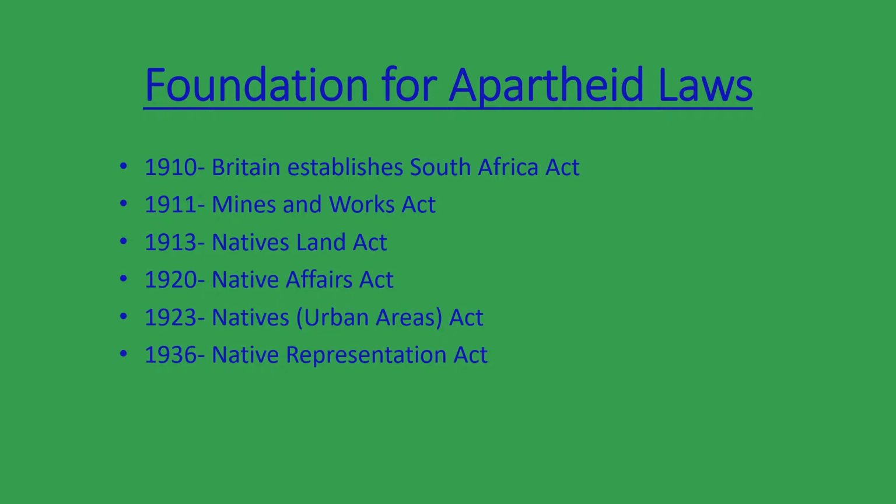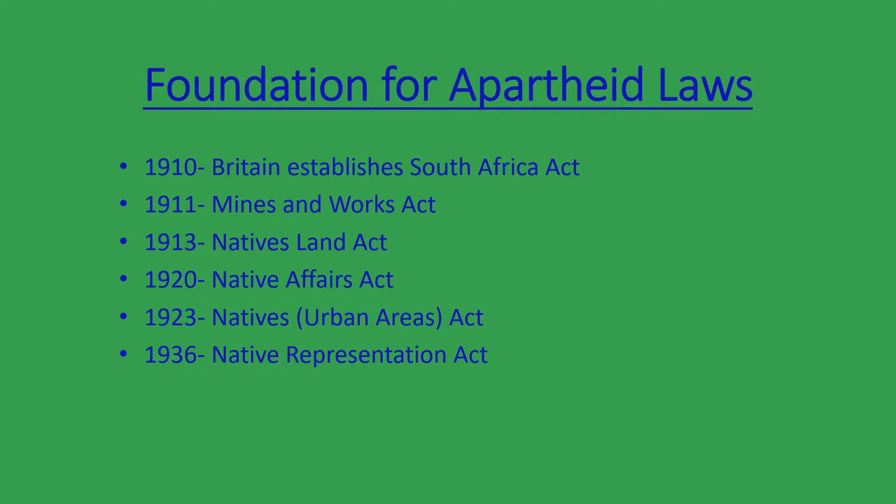So in 1920, they passed the Native Affairs Act. This was tribally based but still government-appointed district councils. So they had representatives for government from the tribes, but it was still controlled by the government, so there was still not a whole lot of say there for them.